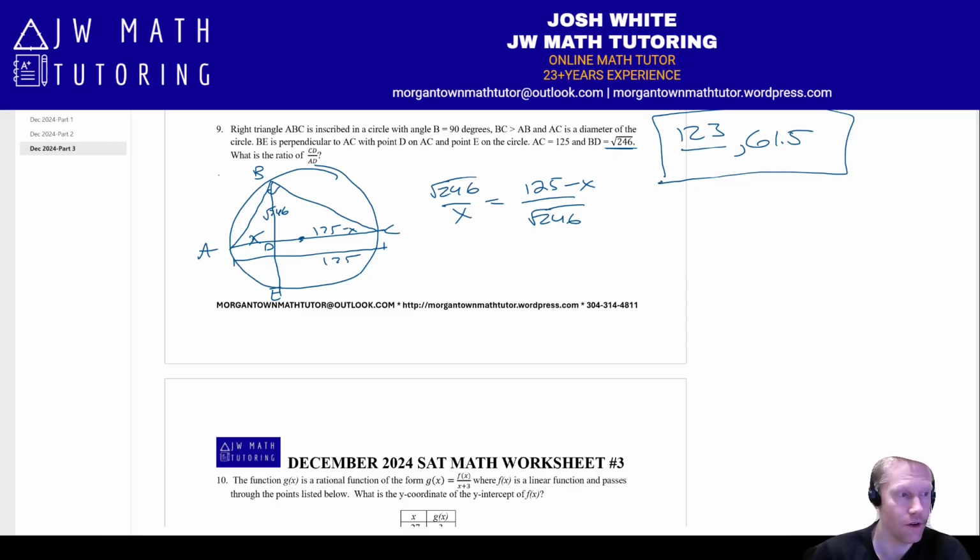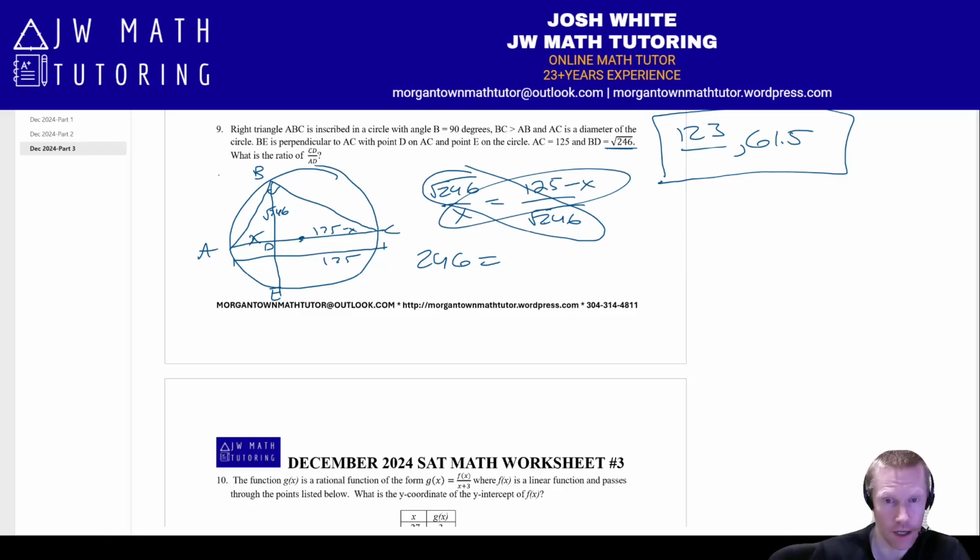So here we have a proportion that we now just cross multiply. Root 246 times root 246, that's just 246. And the other way, 125x minus x squared. Now I'm going to move everything over to the left to make it x squared minus 125x plus 246 equals 0.